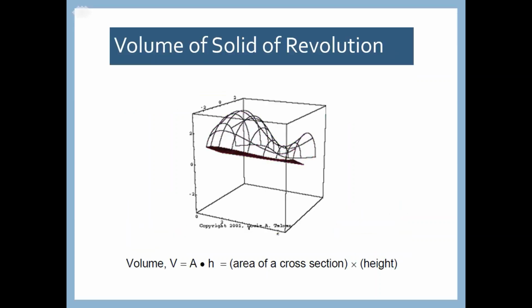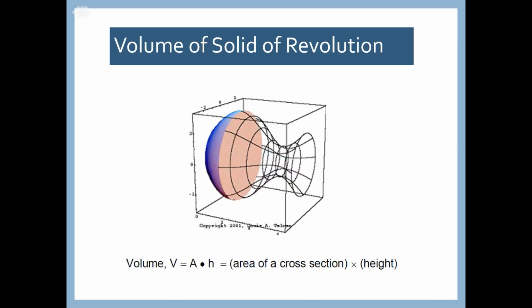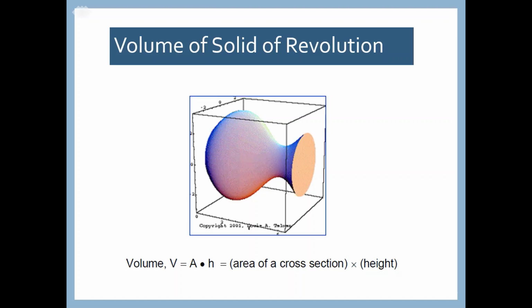Basically, volume is defined as the area of a cross-section multiplied with the height, or in short form, V equals A times H. Volume of a solid of revolution can be calculated using integration. Three common methods for finding the volume are the disc method, washer method, and the cylindrical shell method.